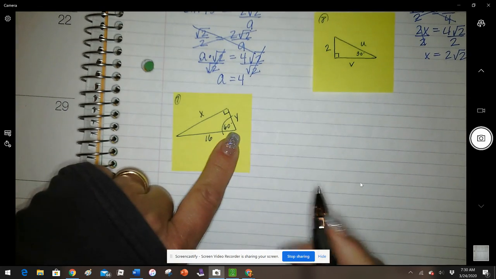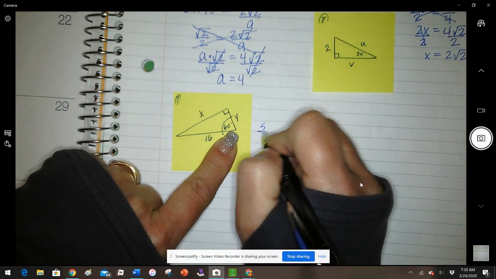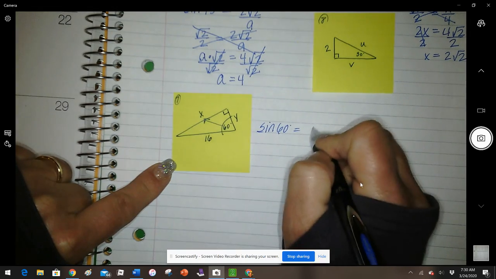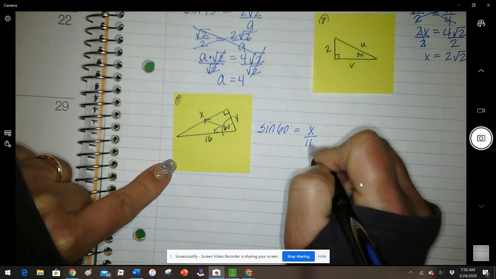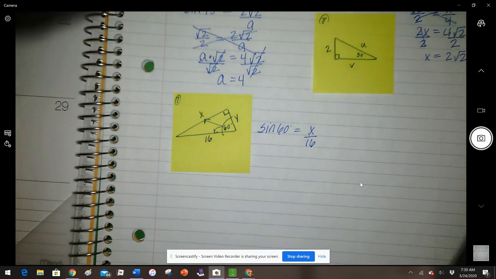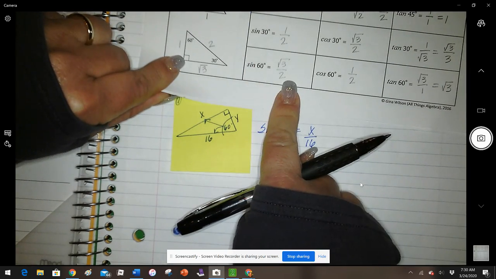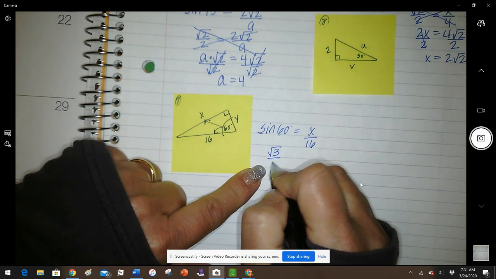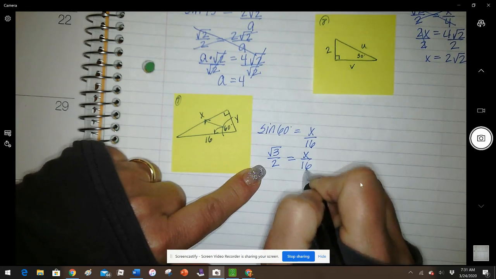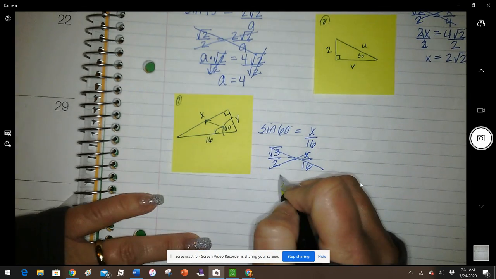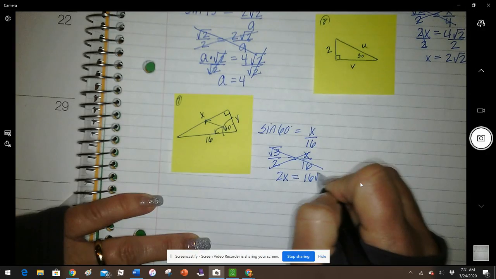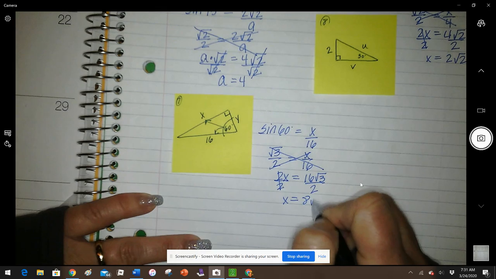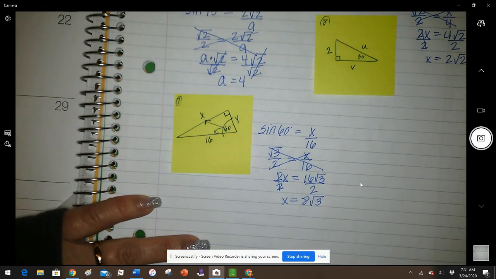All right, so let's use 60 degrees. I'm going to do the sine of 60 degrees. That's going to give me the opposite, which is x, over hypotenuse, which is 16. Again, using my chart, the sine of 60 is root 3 over 2. So I'm going to substitute that in, and then cross multiply. So I get 2x equals 16 root 3, and divide both sides by 2. And then simplify. So I get 8 root 3.